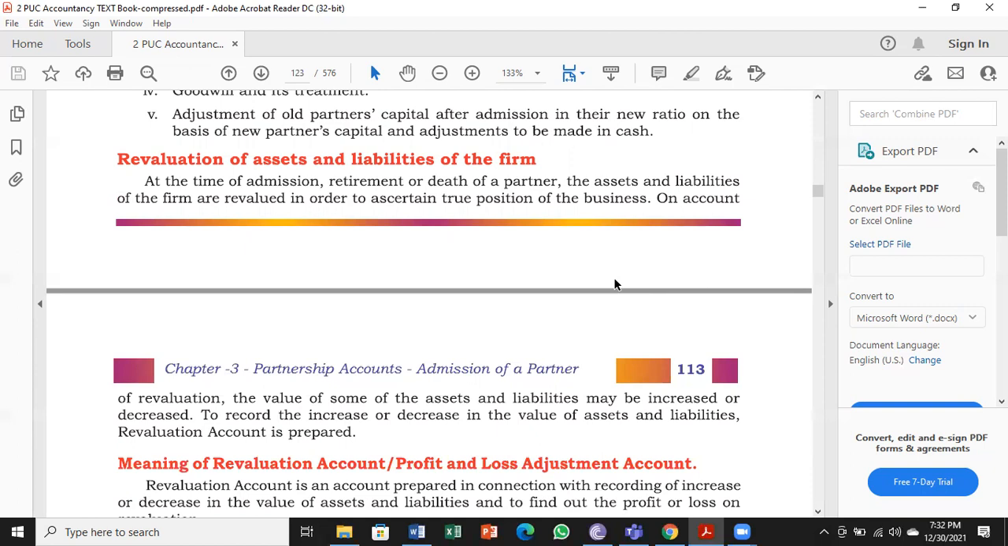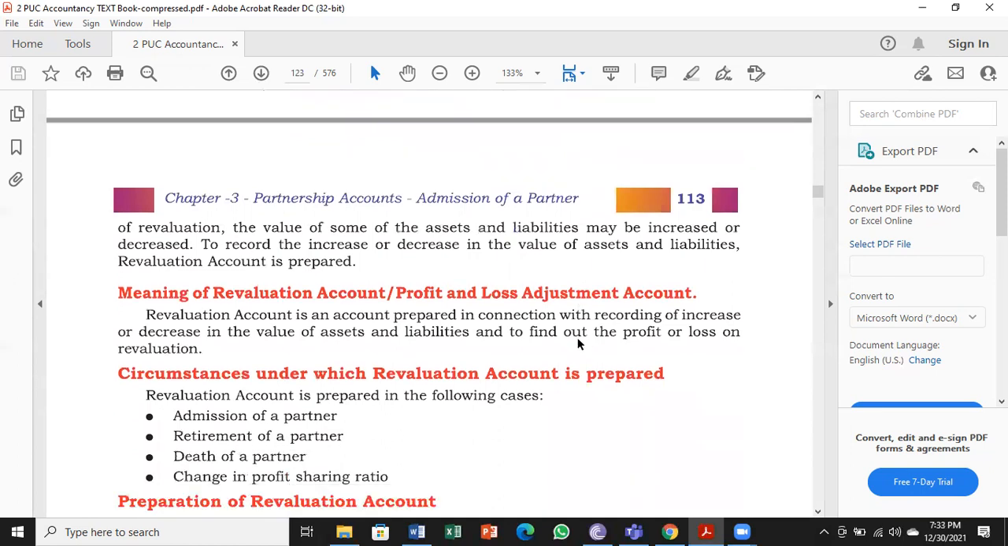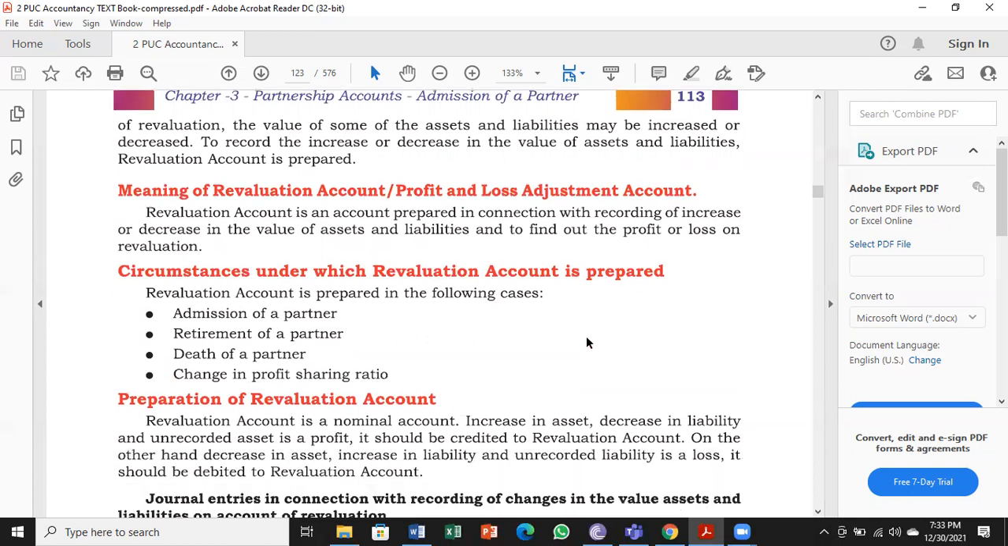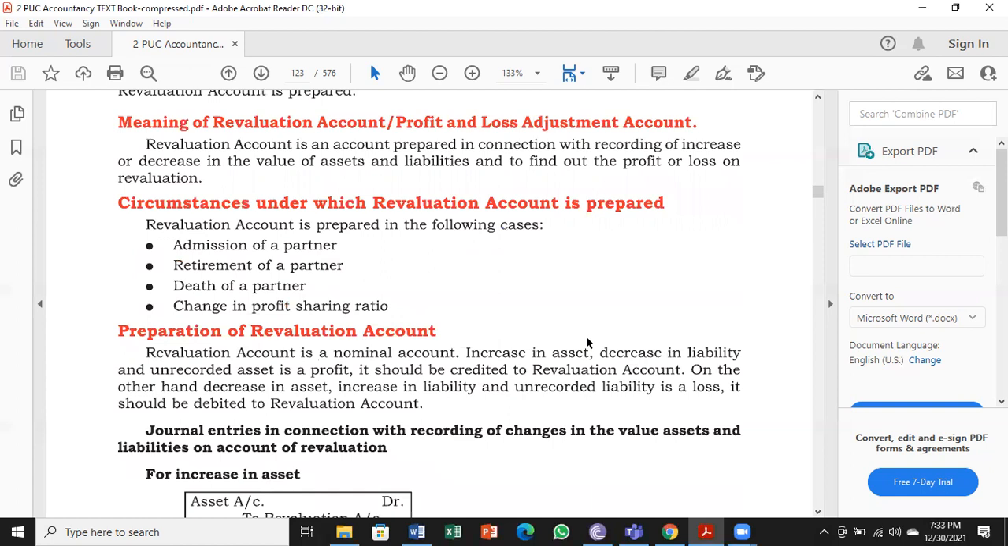If there is a clause in the partnership deed or partnership agreement, the increase or decrease will be recorded in the revaluation account. I'll explain further for that. Another name for the revaluation account is the profit and loss adjustment account. So there are two names for it: one is revaluation account and the other is profit and loss adjustment account. Whether it is an increase or a decrease in the value of an asset or a liability, that will be entered in the account and shared among the partners in their profit sharing ratio. If asset value increases, it is a profit for the partners. If asset value decreases, it is a loss for the partners.